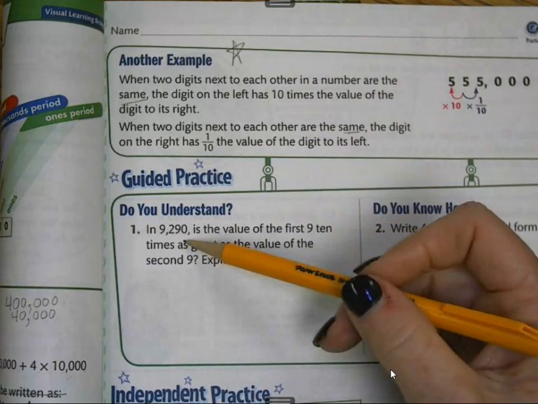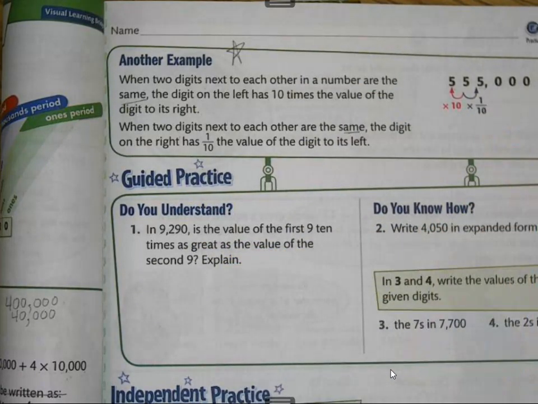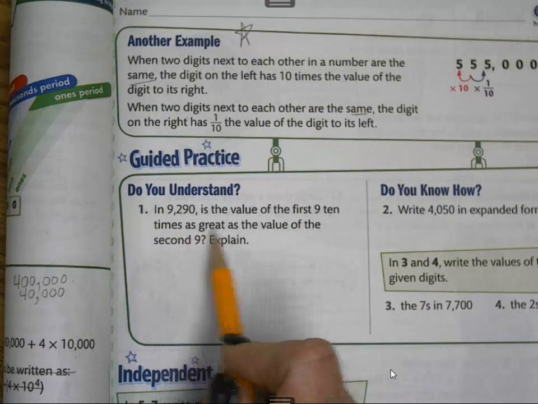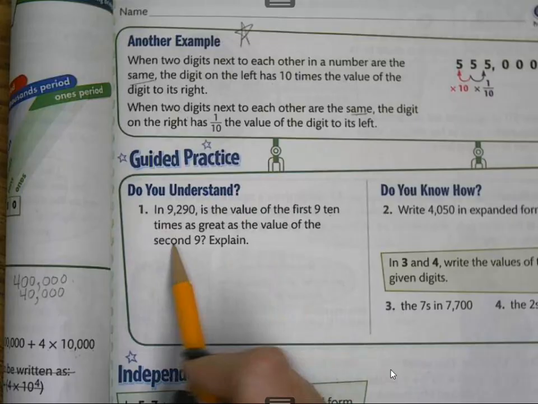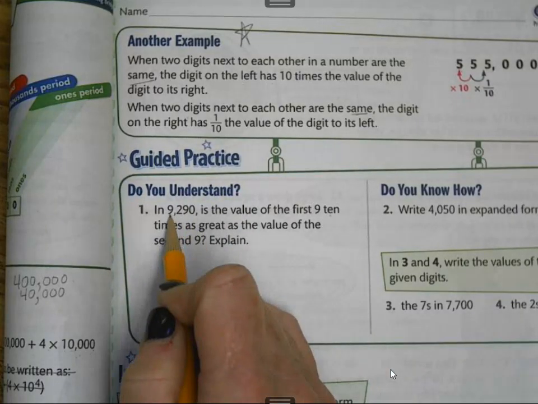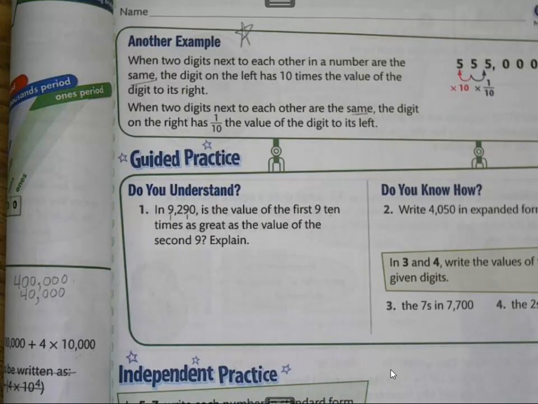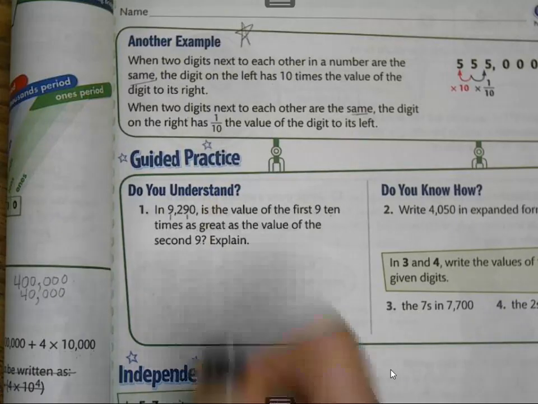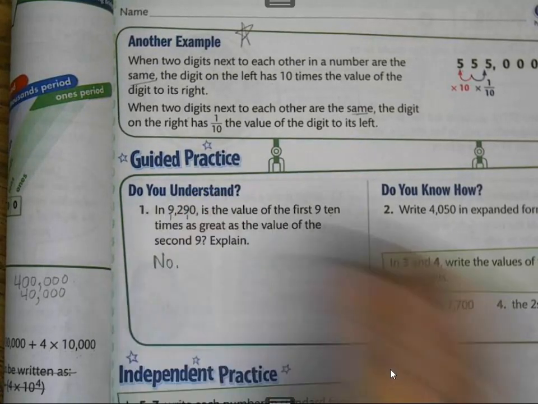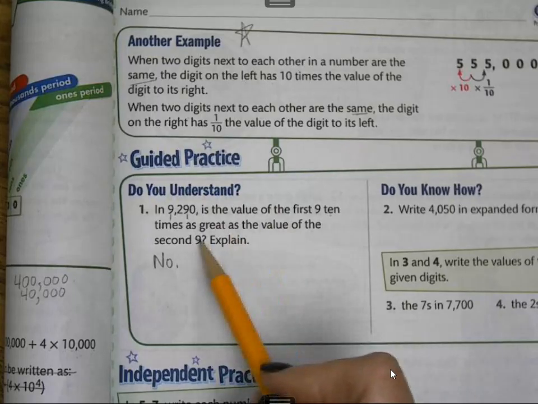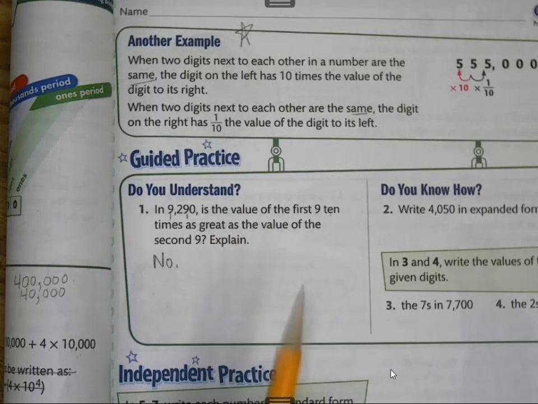Now, in 9,290, is the value of the first 9 10 times as great as the value of the second 9? So looking at these two 9s, 9,000 is this one's value, and this is 90. They're not next door neighbors. They're not right beside each other. So no, they do not have that relationship where the one on the left is 10 times larger.